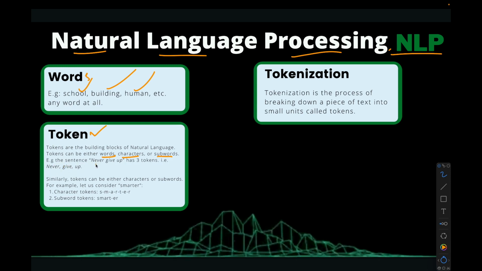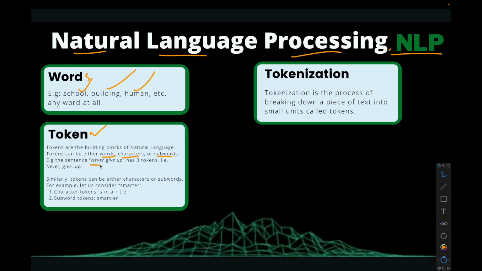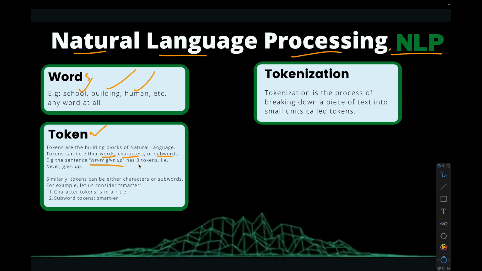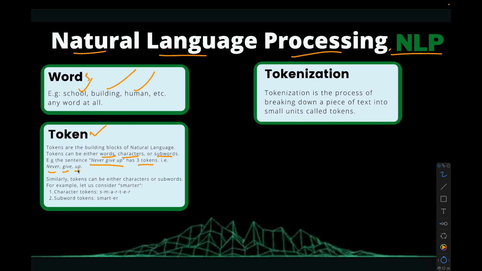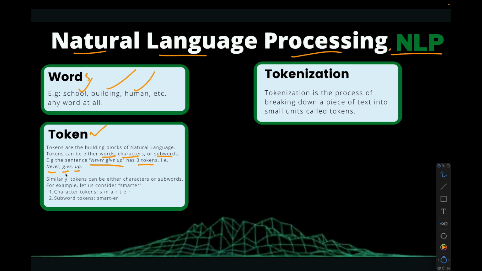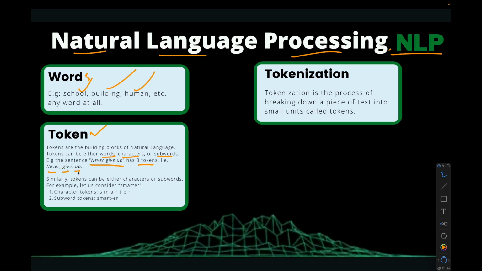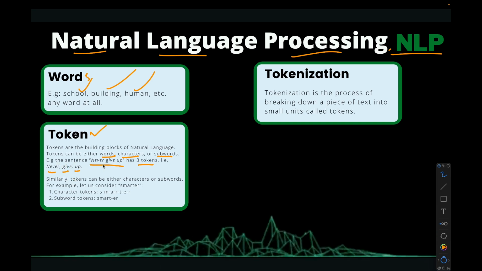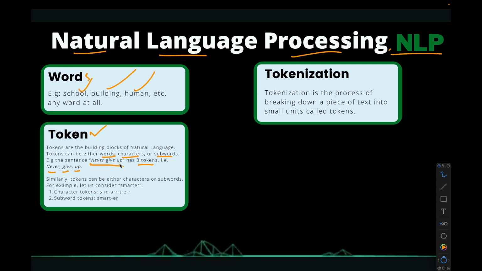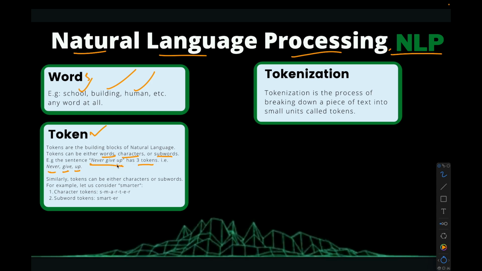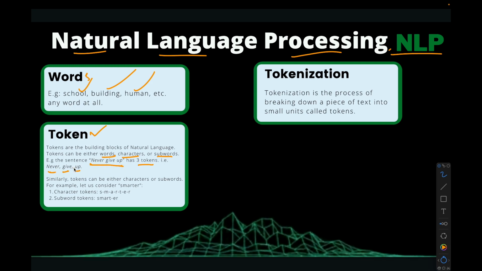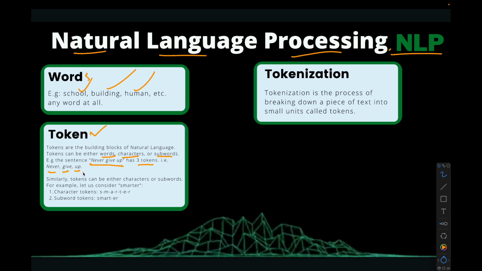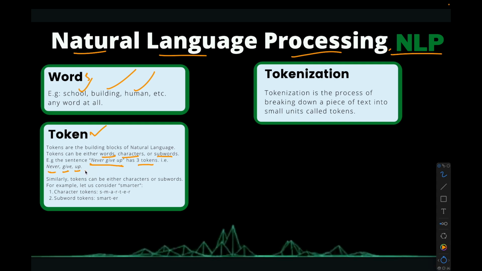So the sentence, never give up. Okay, this is one sentence, never give up. It has 3 tokens. That is, it has 3 words: never, give, and then up. Never is 1 token. Give is 1 token. Up is 1 token. So if I give you a sentence like this and ask you how many tokens we have, we have 3 tokens: never, give, and up. Each of the words is a token. That is one way of expressing token.